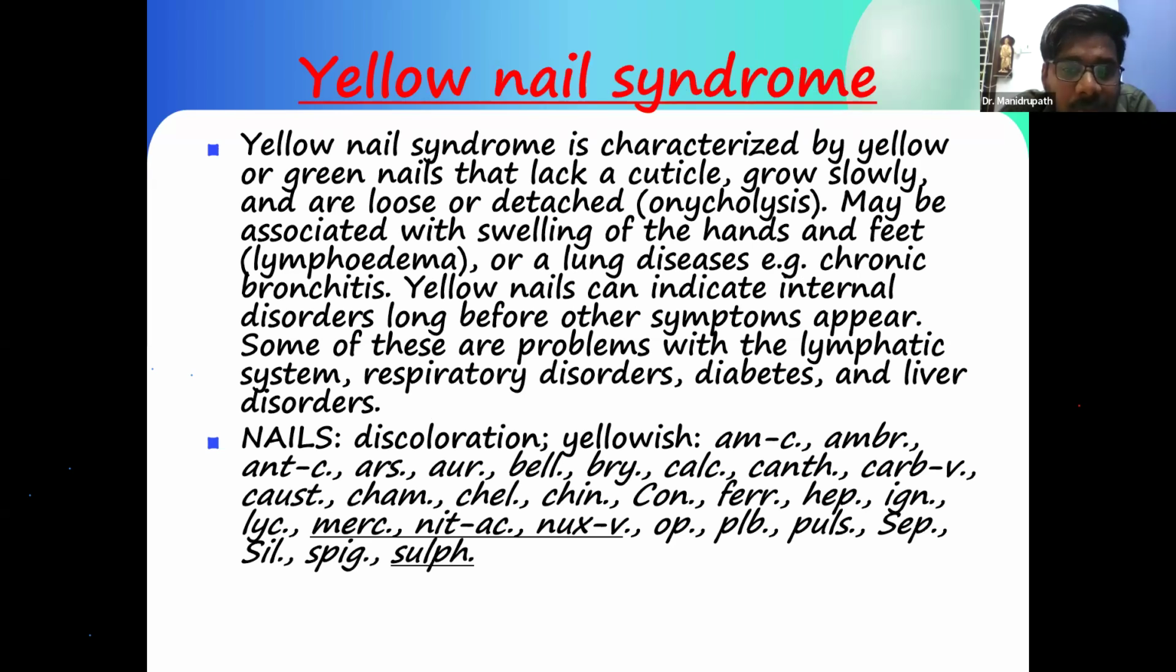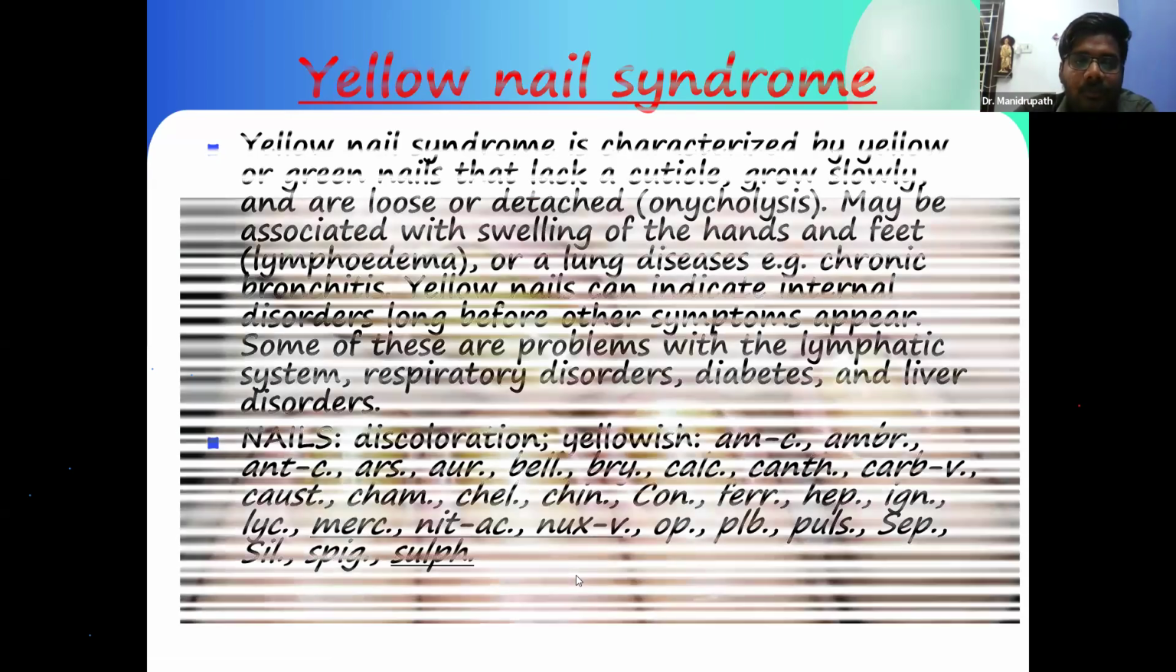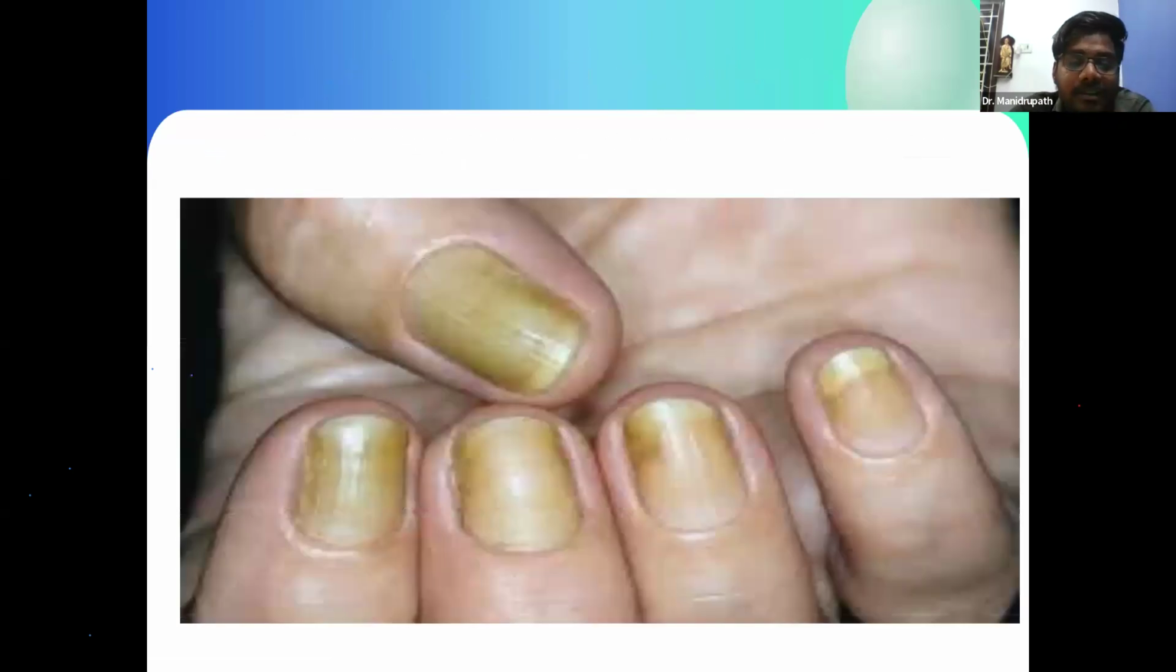That's why it is one such remedy for chronic bronchiectasis. A lot of respiratory disorders, a lot of lymphatic system involvement. In cancer cases, when there is enlargement of the lymph nodes, they develop these yellow nail syndromes, with diabetes and liver disorders. So here the remedies also have the same action actually. Nux vomica, sulphuric acid, Merc sol, lycopodium, carbo veg. This is a picture for you all. Yellow nail syndromes.